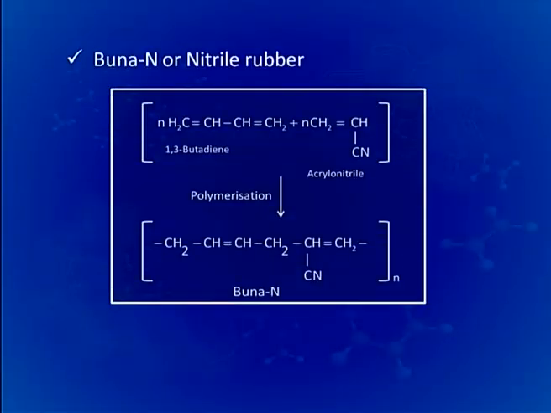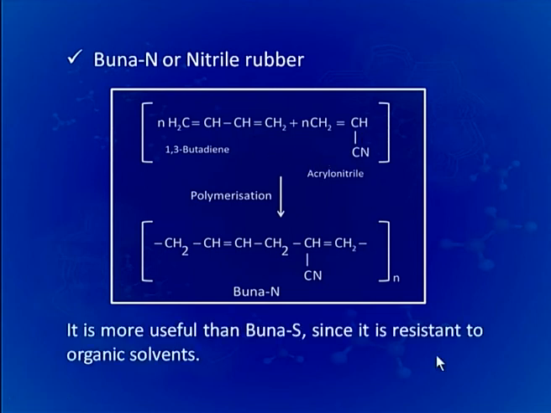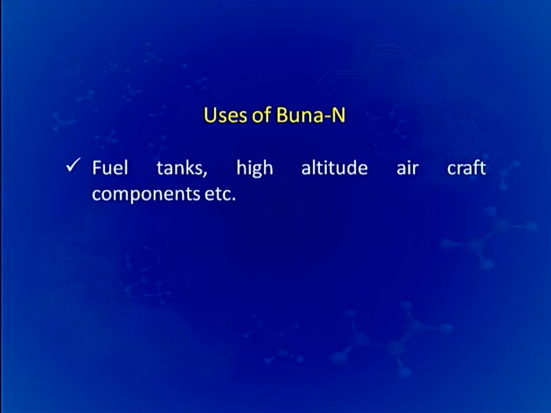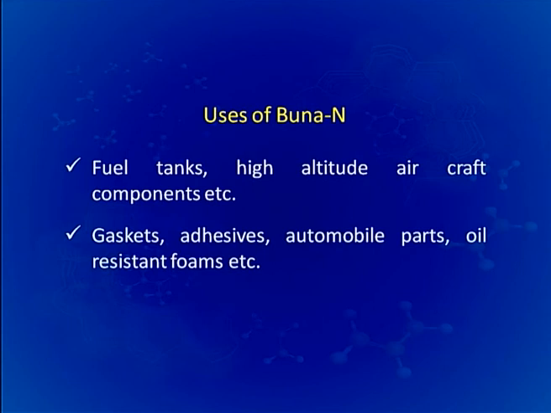We can see this is also a copolymer obtained from two monomeric units. One is 1,3-butadiene and the other is acrylonitrile, and hence N stands for nitrile. It is much more useful than BuNa-S, as it is resistant to organic solvents. It is used in fuel tanks, high altitude aircraft components, gaskets, adhesives, automobile parts, oil resistant foams, etc.